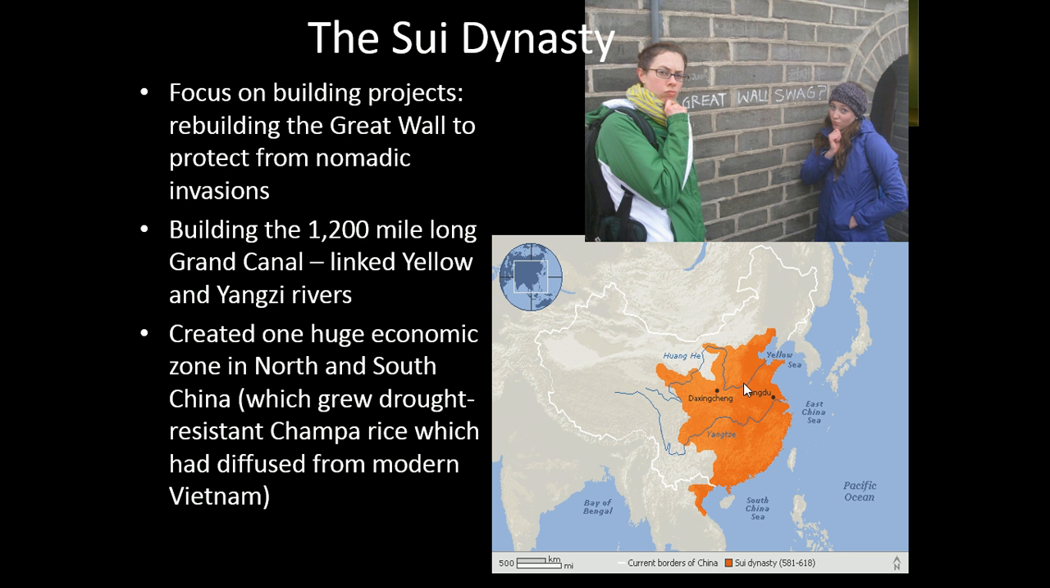And one of the advantages of this, of course, was a huge population boom because Champa rice had moved up from what is today Vietnam. So down here in Southeast Asia, Champa rice was beginning to be grown, and that's that drought-resistant version that we read about in that article by Linda Schaefer called Southernization. And that rice starts to get grown in China in this southern area, and now all of a sudden that rice can be shipped to other parts of China easily because this 1,200-mile long Grand Canal pulls it all together.